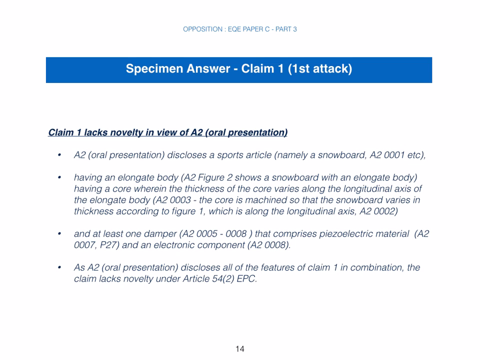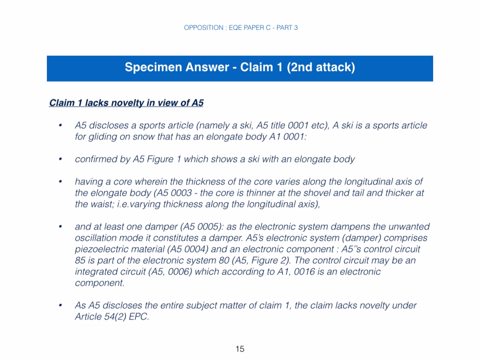Then the conclusion is, as A2 oral presentation discloses all of the features of Claim 1 in combination, the claim lacks novelty under Article 54(2) EPC. Note how I have identified the source information. Now we'll turn to a second attack for lack of novelty. This is headed, Claim 1 lacks novelty in view of A5.